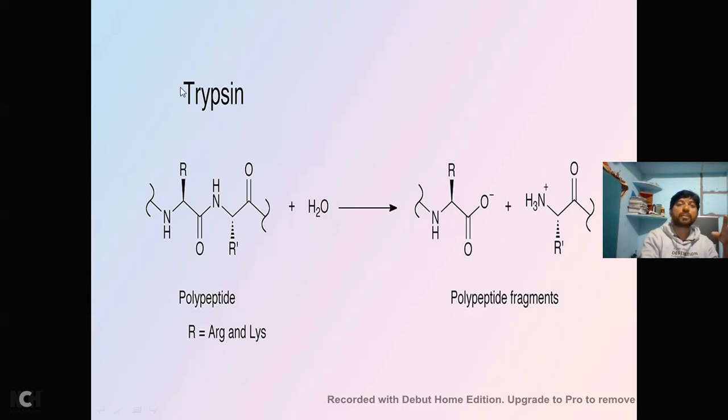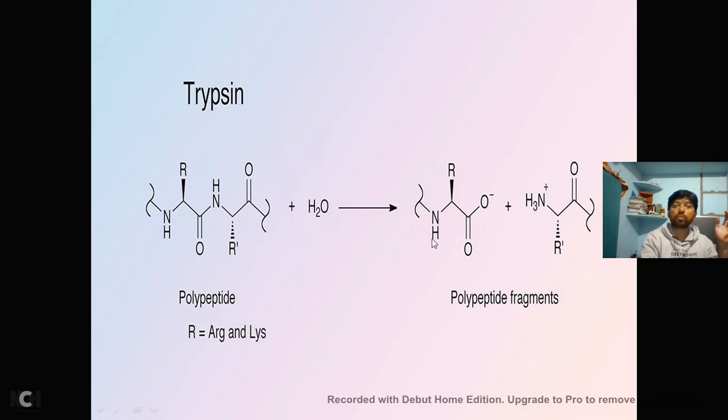Next, the trypsin. Trypsin is an enzyme which breaks proteins. Polypeptides are nothing but the proteins present in the food. Those proteins, polypeptides, will be broken down into polypeptide fragments.